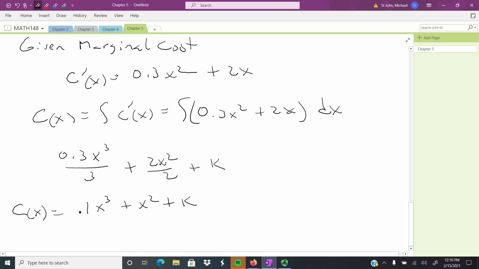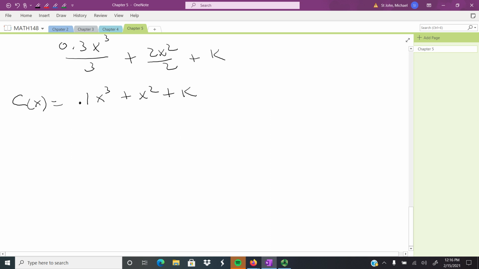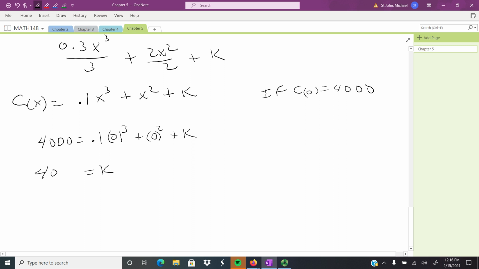Okay. And your book uses a k for the constant for this one instead of a c, because we already got c for our cost. And so now if we're told that c of 0 is equal to 4,000, then we would have 4,000 equals 0.1 times 0 cubed plus 0 squared plus k. So k equals 4,000. And so our cost function is going to be 0.1x cubed plus x squared plus 4,000.